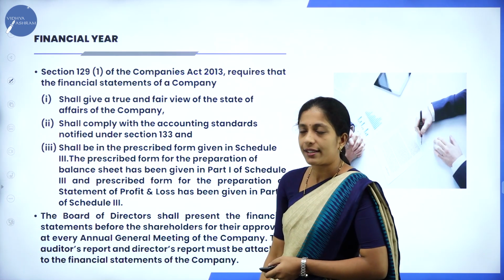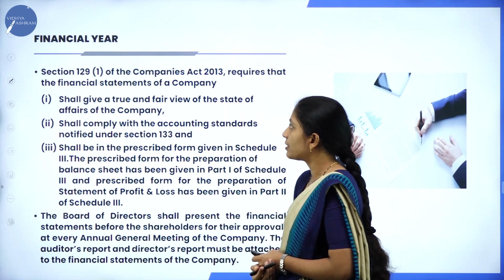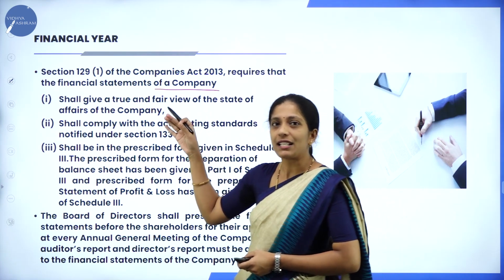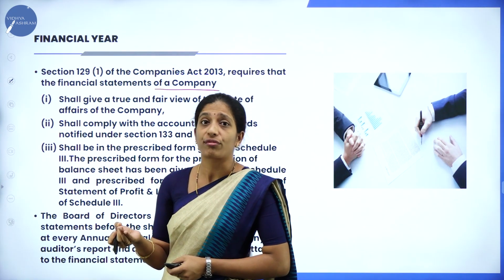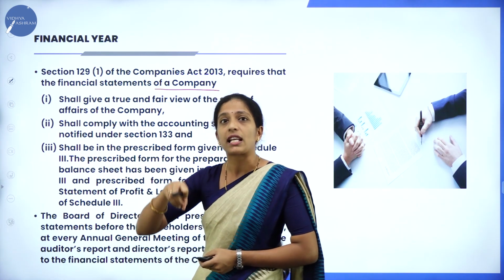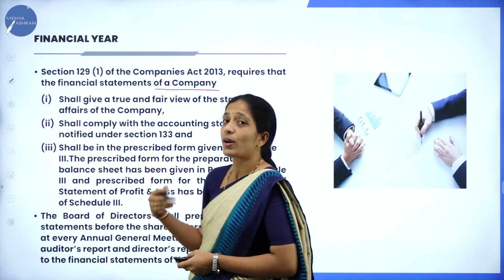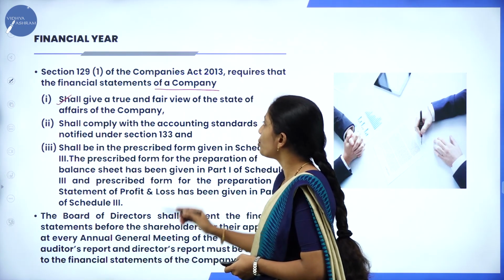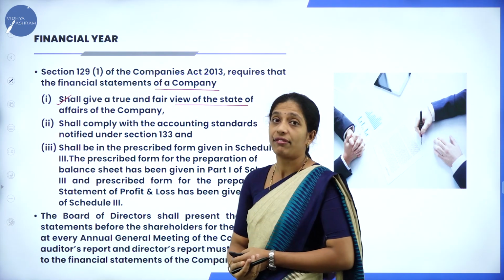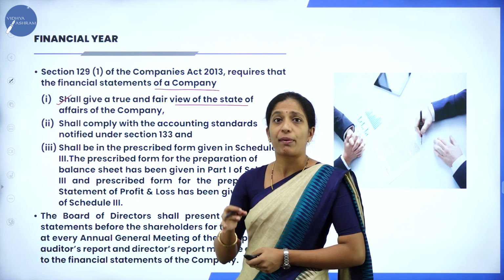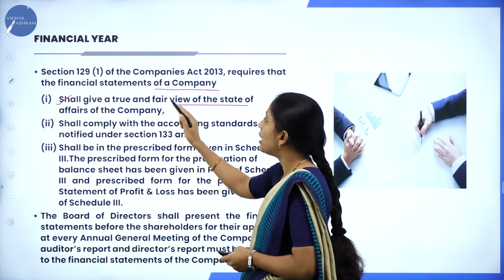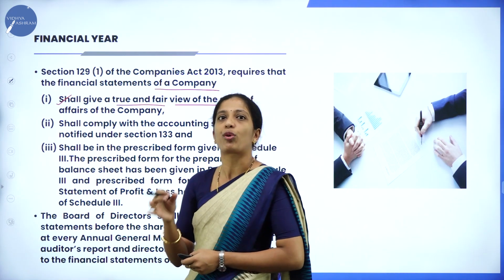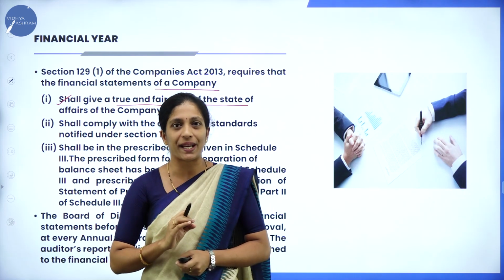Now, Section 129, subsection 1 of the Companies Act 2013 requires that the financial statements of the company, as per this Act, let us see what the uses of this financial statement are, or what is included in the financial statement, or what is the necessity of preparing financial statements. The first one is that it shall give a true and fair view of the state of affairs of the company. Your financial statement should be in such a way that it gives a true and fair view of the state of affairs of the company. Whether the company is in profit or loss, a true result has to be given.